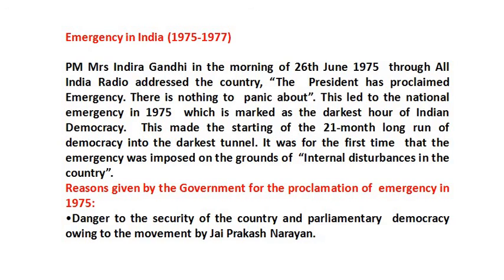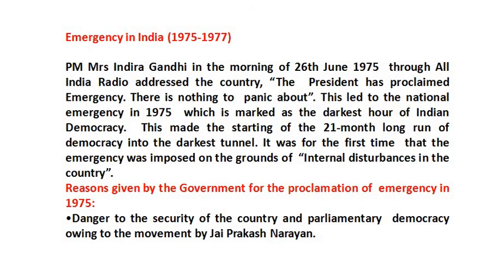Then the emergencies in India so far. In 1975 to 1977, Prime Minister Indira Gandhi, on the morning of 26 June 1975, addressed the country on All India Radio. The President has proclaimed emergency. There is nothing to panic about. This led to a national emergency in 1975, which is marked as the darkest hour of Indian democracy. This was the start of a 21-month long run of democracy into the darkest tunnel. It was for the first time that the emergency was imposed on the ground of internal disturbance in the country.